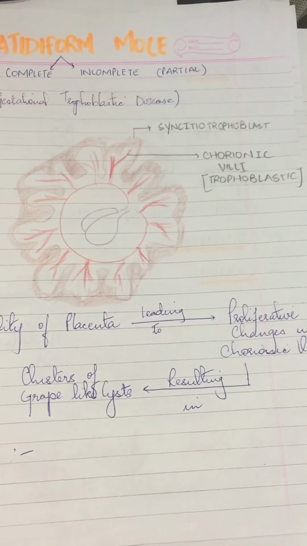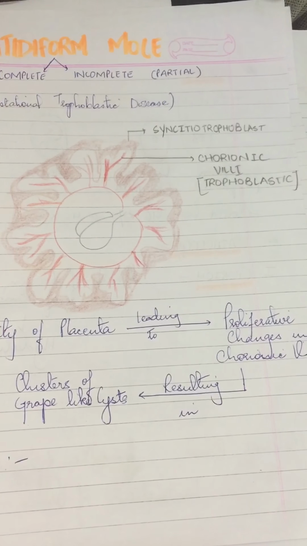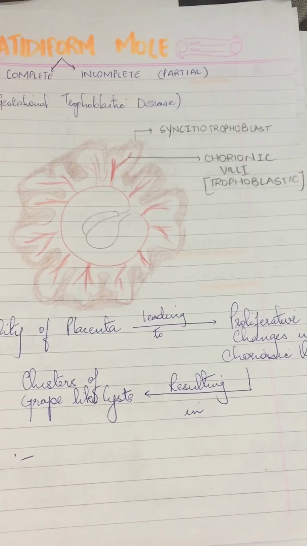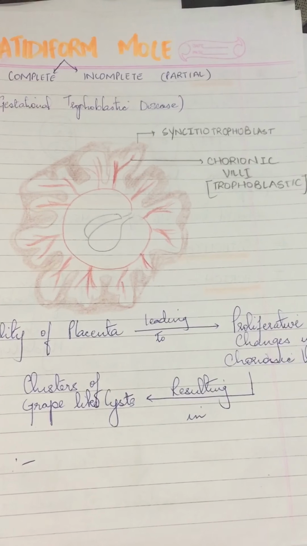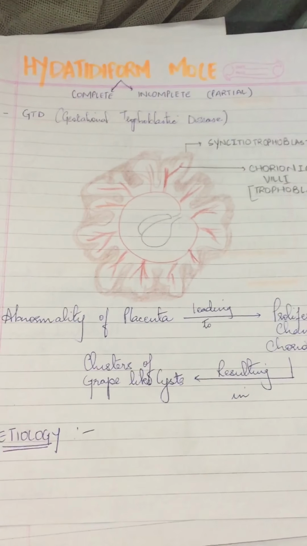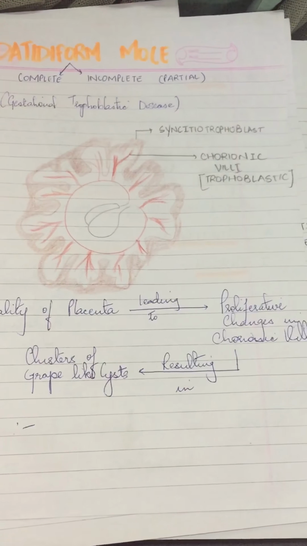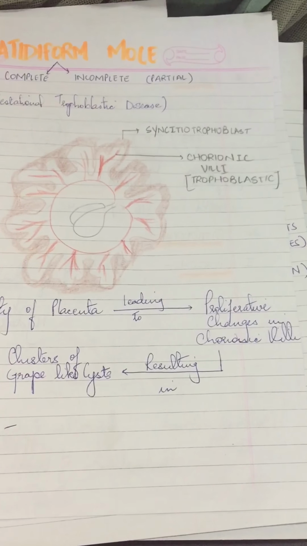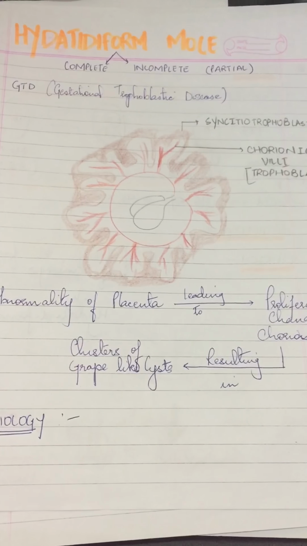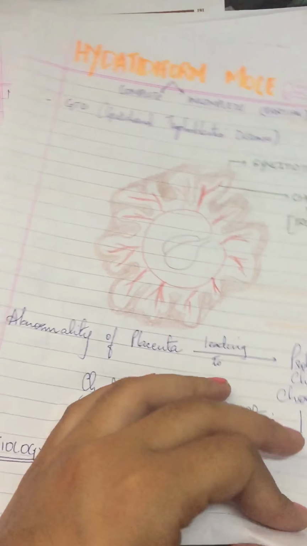the syncytial trophoblast. The cytotrophoblast make up the chorionic villi of the placenta, and the syncytial make up the lacunae of the placenta. Now it is the abnormality of placenta leading to proliferative changes in chorionic villi, resulting in clusters of grape-like cysts. Now its etiology.